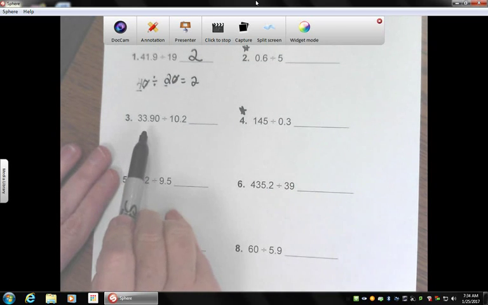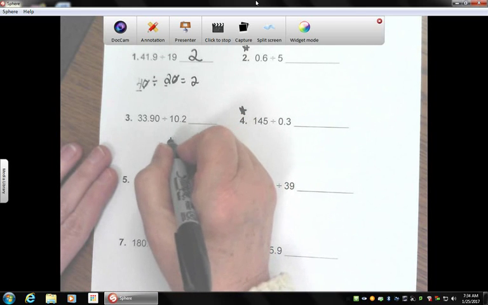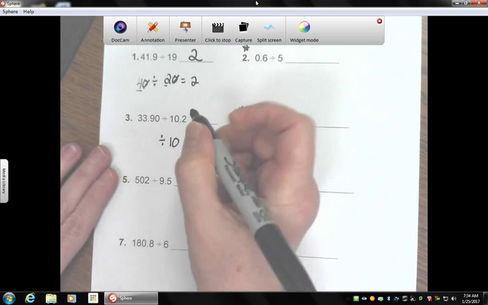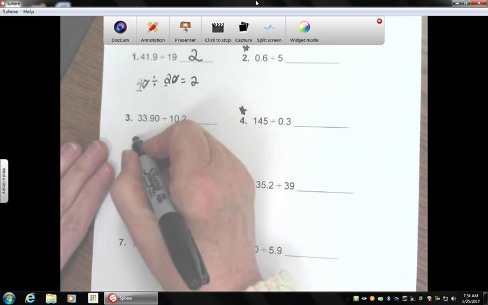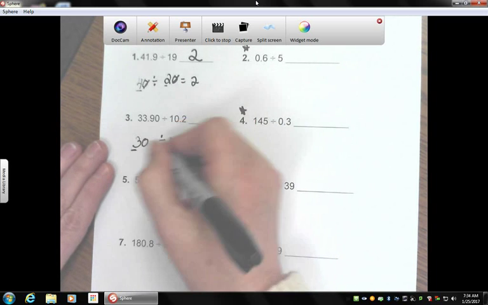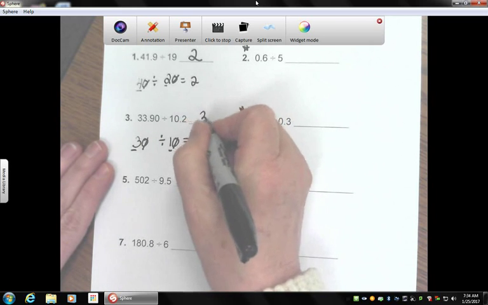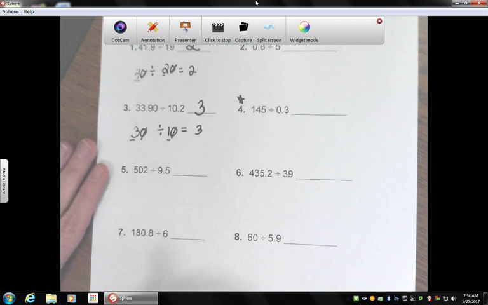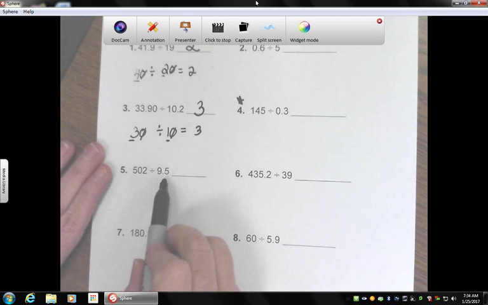Going down to number 3, once again, I'm going to look at my divisor and I'm going to round that to 10. And then I'm going to look at 33 and 90 hundredths, and I'm going to round that to the whole number of 30. And 3 divided by 1 is 3. My two zeros cancel out. My estimate is 3.